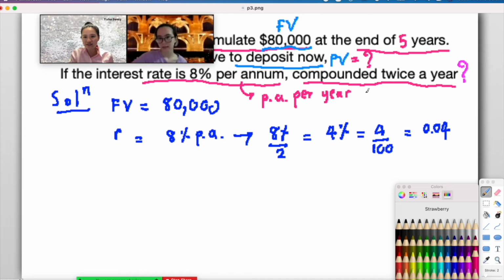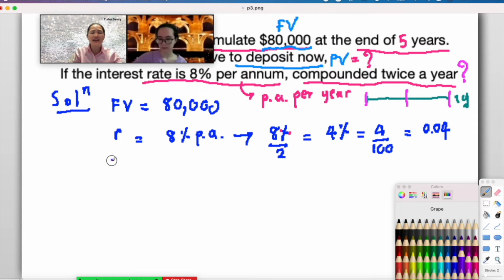You know why here is 2? Because it's compounded twice a year. Do you understand the concept? Okay. For example, this one is 1 year. If you compound twice a year, that means you calculate 2 times. Yeah? 1, 2. So that's why this one is 2. So you divide it by 2. Okay, go to the next step.